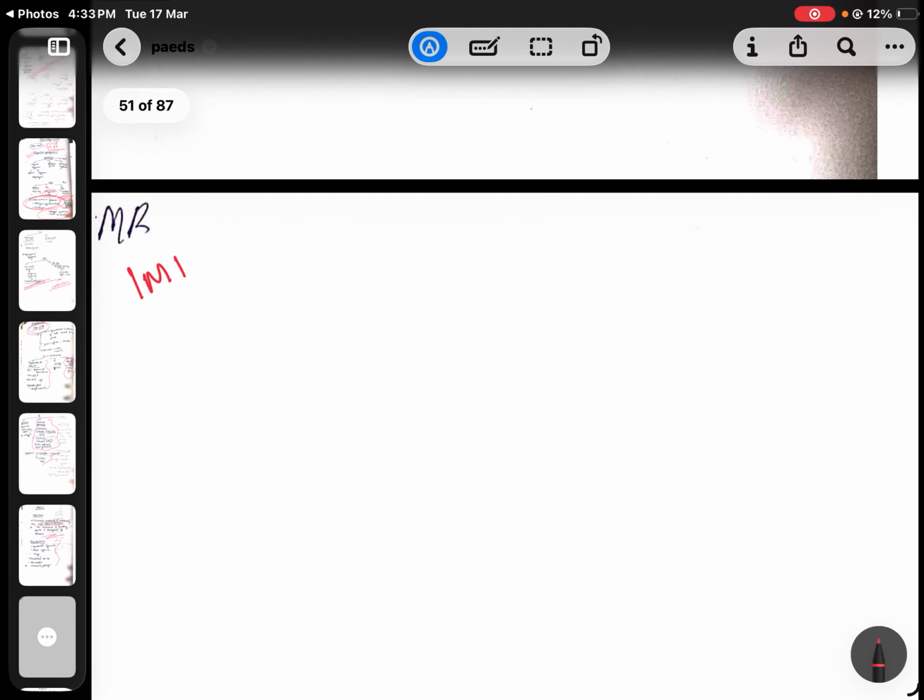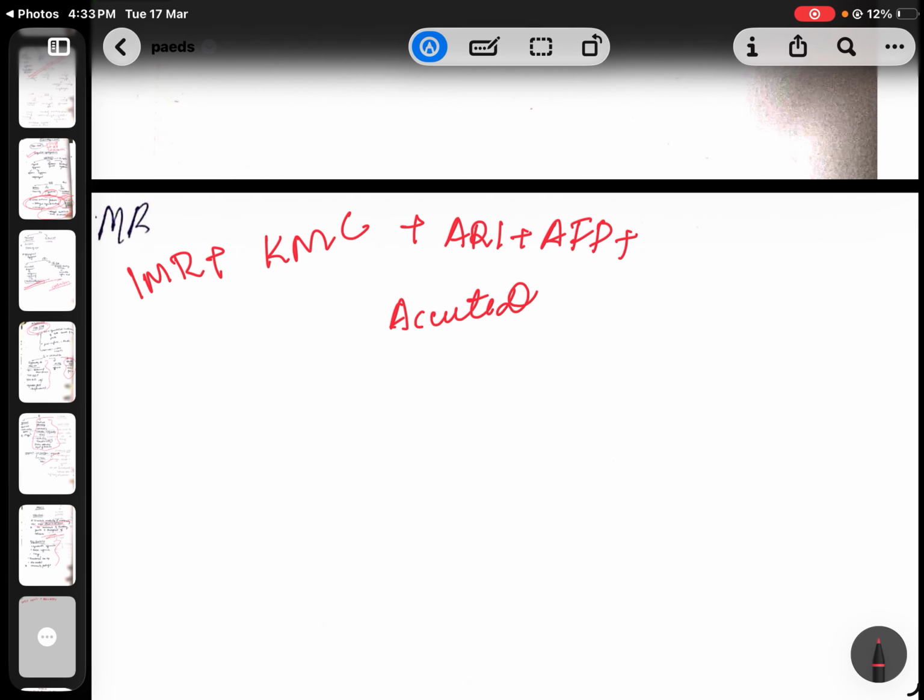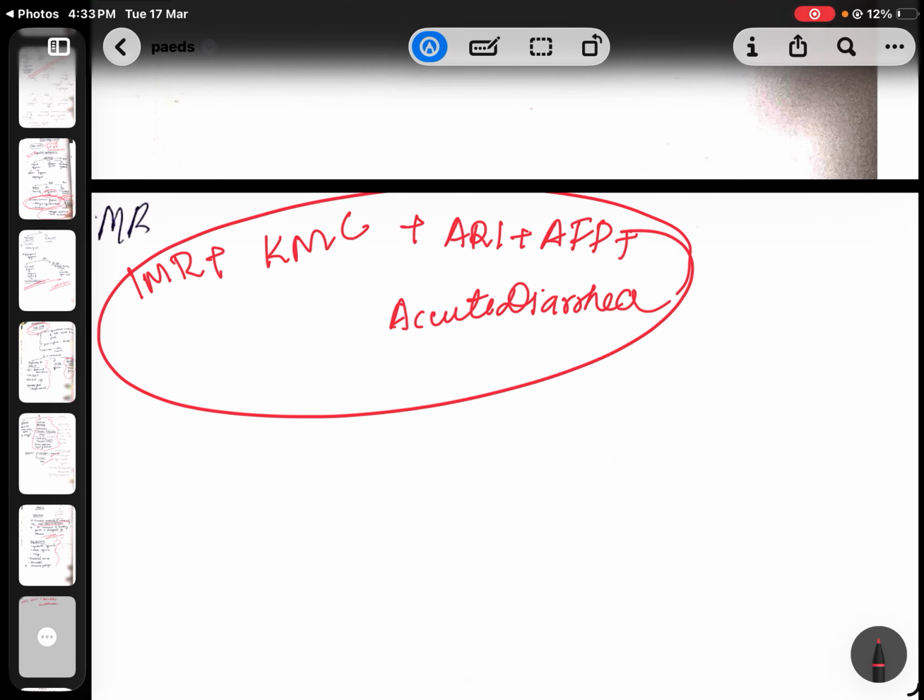IMR is something which I request you to go and see. KMC is something which I request you to go and see. Also have a brief idea on ARI, and also have a brief idea on AFT. Those things, I have explained also about acute diarrhea. These are core community parts, but our major aim as a developing country is to reduce IMR. This is the major aim.